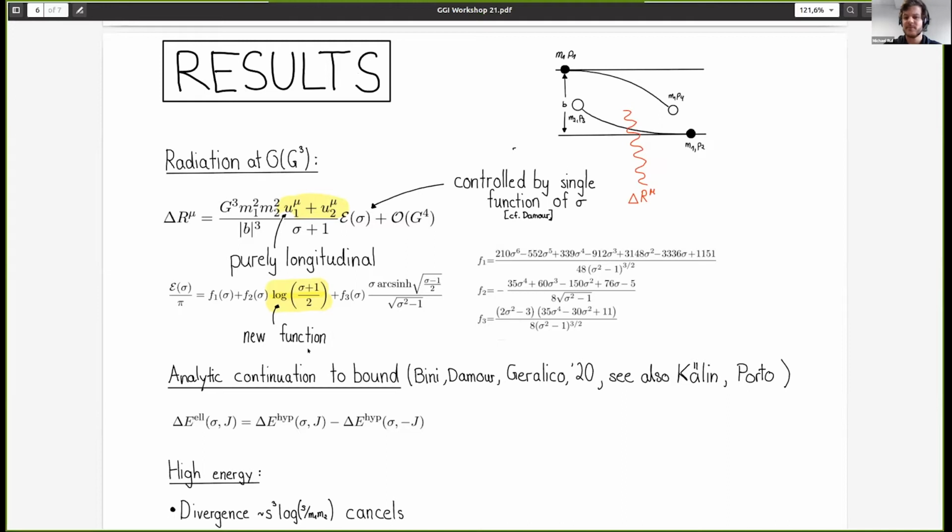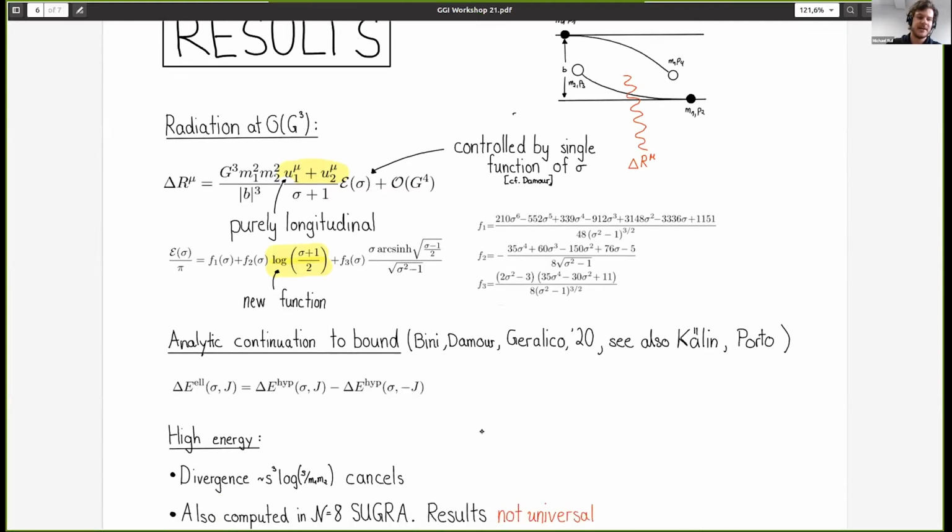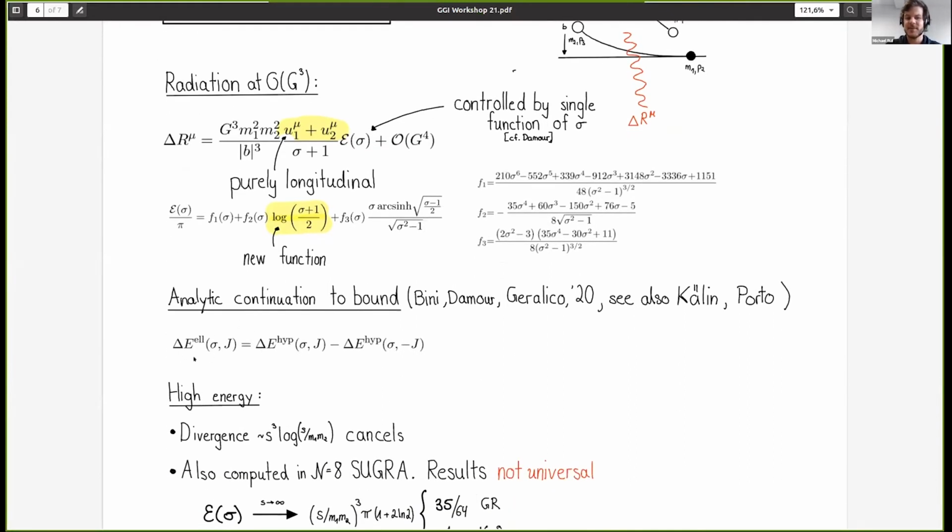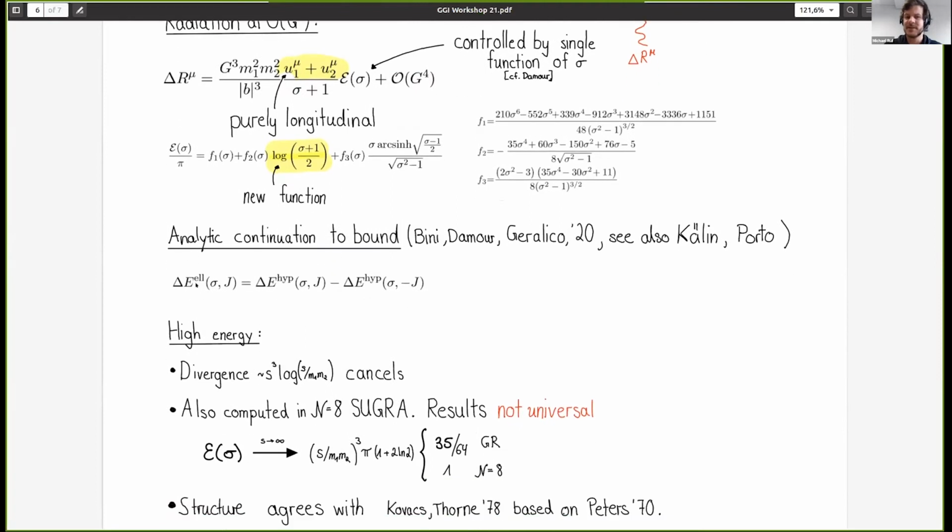And the very interesting thing now to do with this result for the radiative energy, this was all in the scattering regime, is of course to do the analytic continuation. Fortunately, this was already described by Bini, Damour, and Geralico, and also all this story about analytic continuation has close ties to what Kellin and Porto talk about. So there's a very simple formula relating the elliptic radiated energy to the hyperbolic radiated energy, and this is then basically the final result.